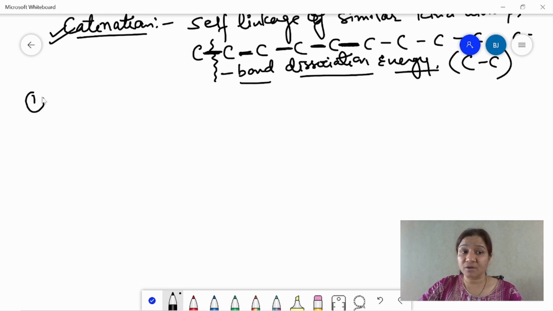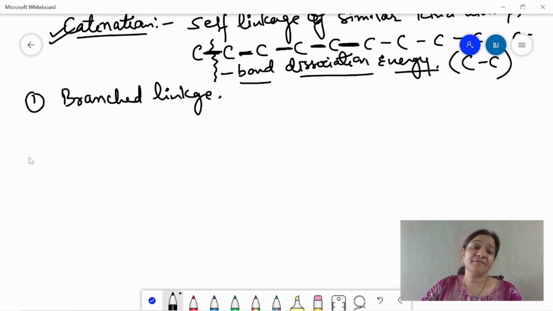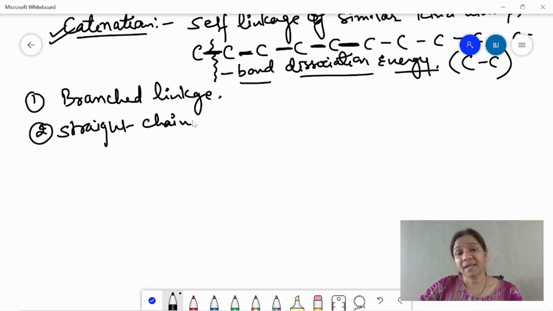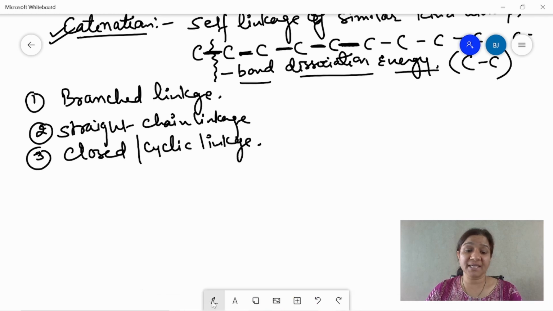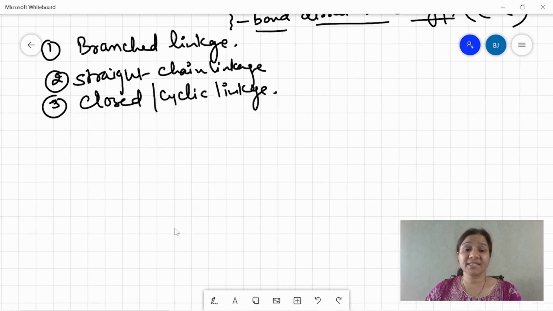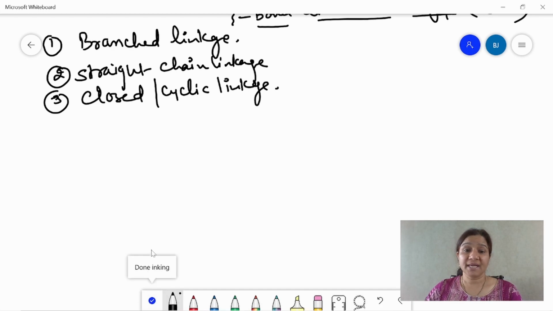The first one is called branched linkage. The second one is called straight chain linkage, and the third one is called closed chain, or cyclic, linkage. I'll show you one by one what is the meaning of branched linkage, straight chain linkage, and cyclic linkage.